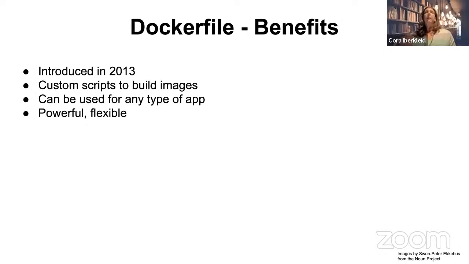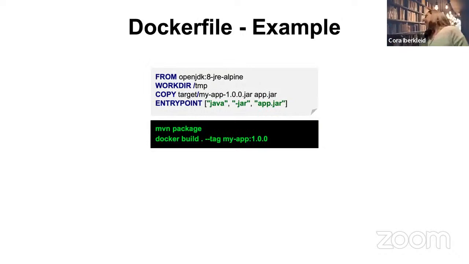But here's a really simple example, right? You can see that the words in blue on the screen are the Dockerfile instructions. There's a set of, I don't know, 20, 30 valid Dockerfile instructions. You start with a base image that already has a JRE, for example, you copy your jar into it, and then you set what the command is to start up your package. And then you simply docker build and it produces an image.